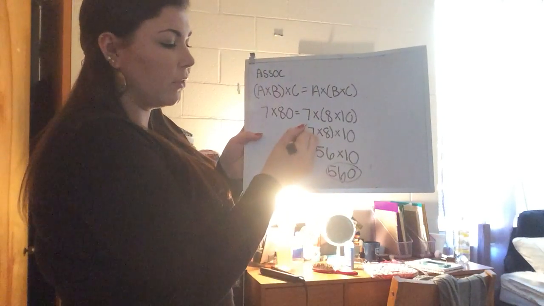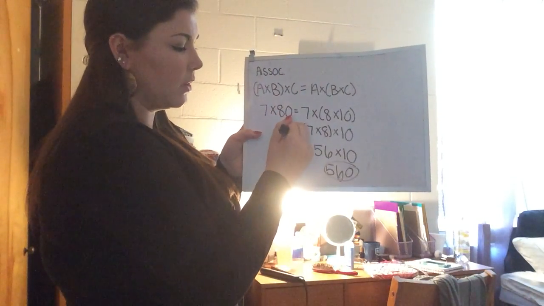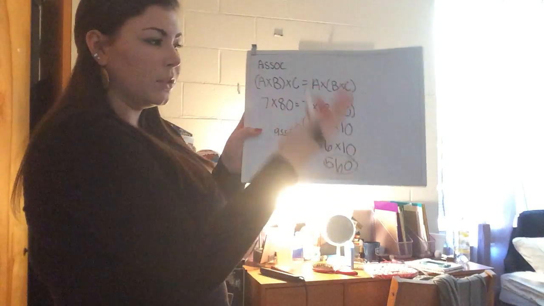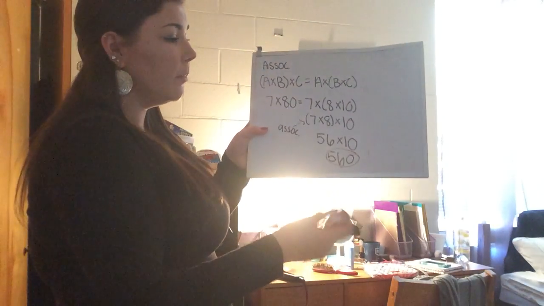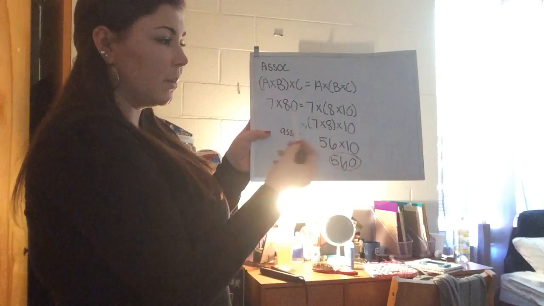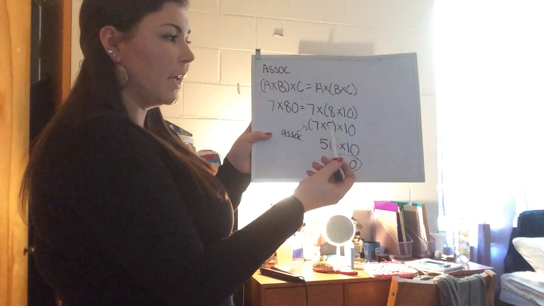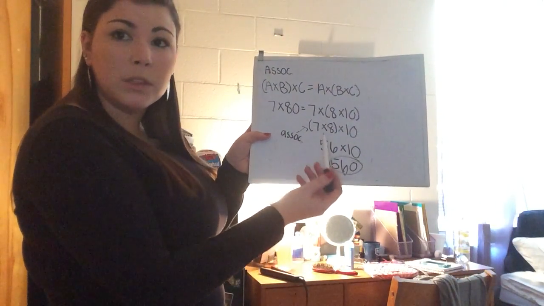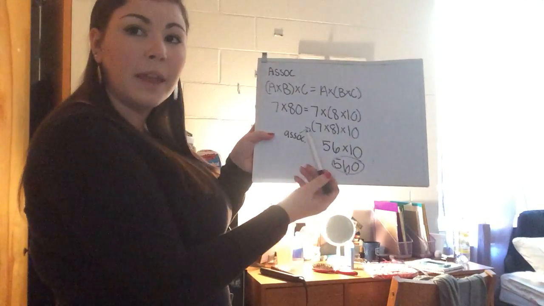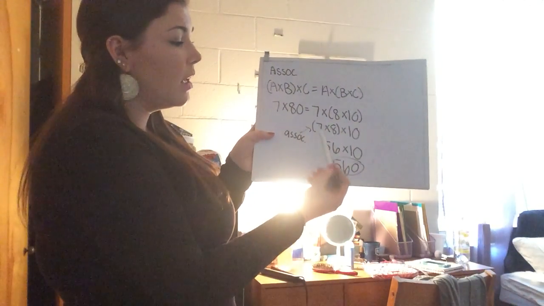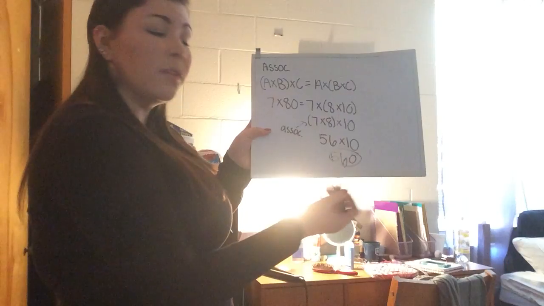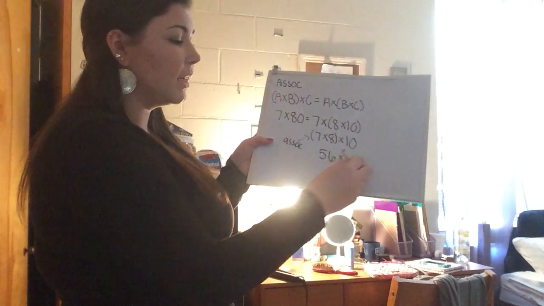Okay, and then as a reminder, here is where we use the associative property. As you can see, we did it all out here. So we decomposed the 80, made it 8 times 10, moved the parentheses using the associative property, so we could do 7 times 8 first, make it simpler for us. So 7 times 8 is 56, 56 times 10 is 560.